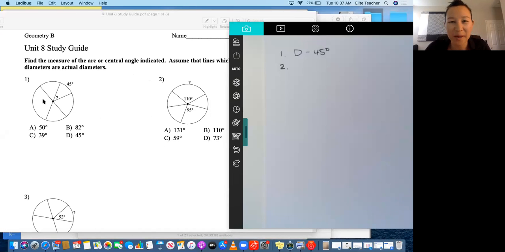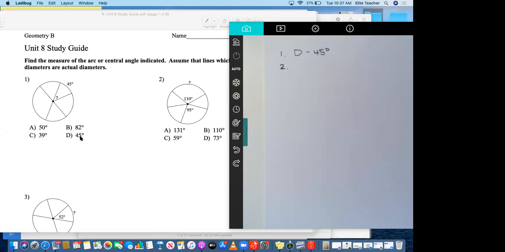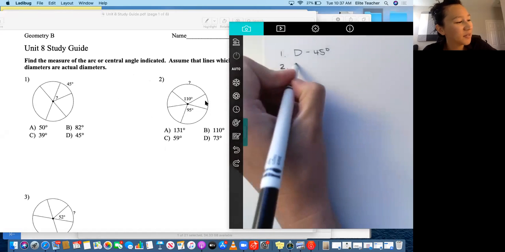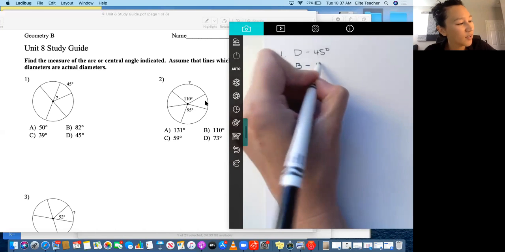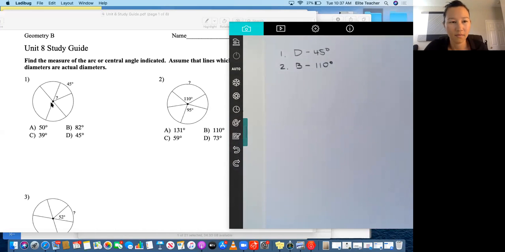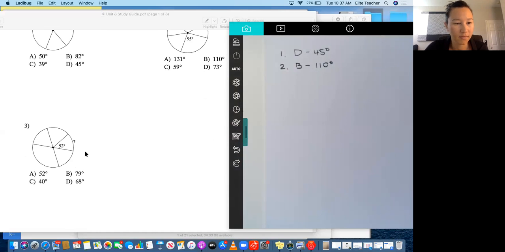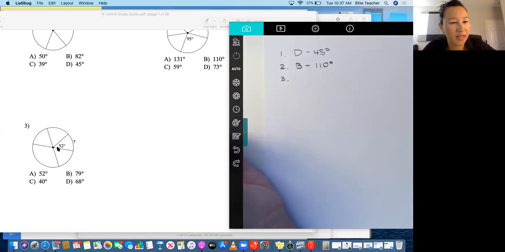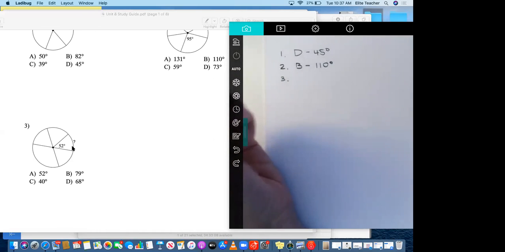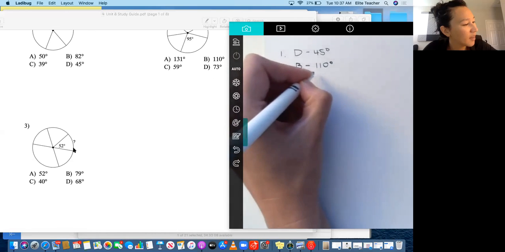Okay, so now number 1 probably makes more sense too. We have our arc here, which is 45 degrees, which means that this central angle is also 45 degrees. So that's how I knew it was D, 45. Number 2 would also be 110 degrees. Exactly, good, Jade. So number 2 is going to be B, which is 110 degrees. And then what would number 3 be? Our central angle is 52, which means our arc's going to be A, 52. Very good. Thank you, Jade.